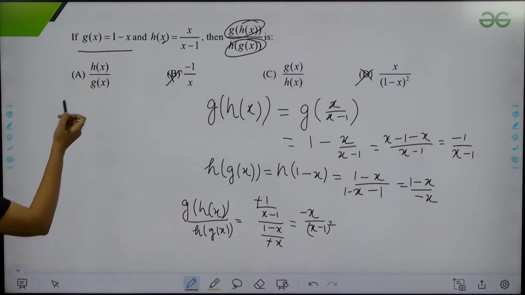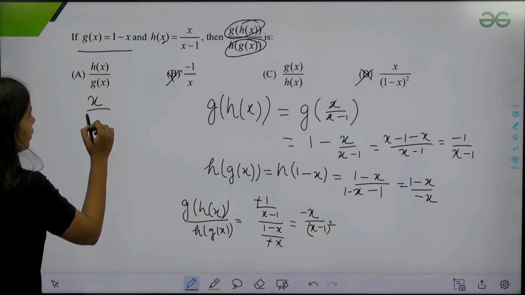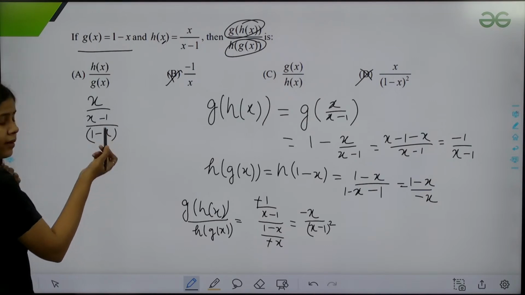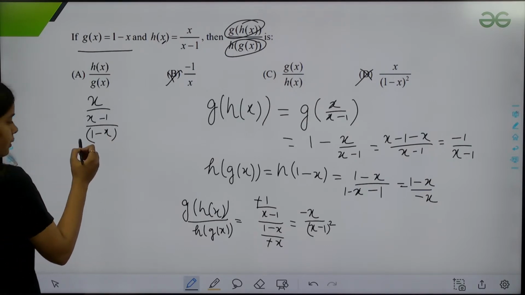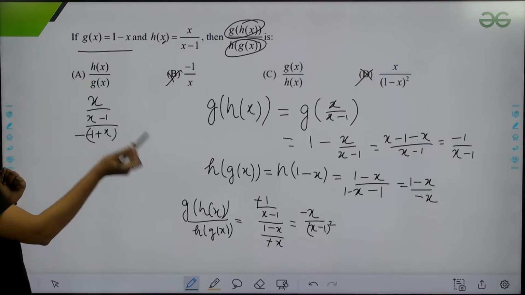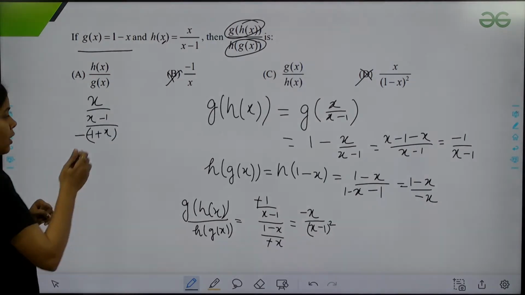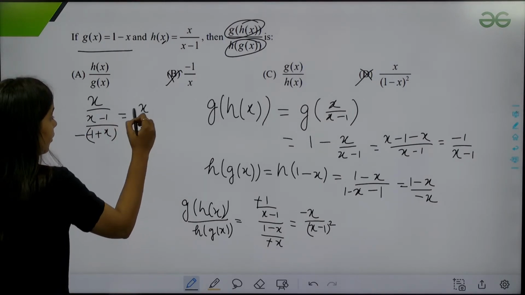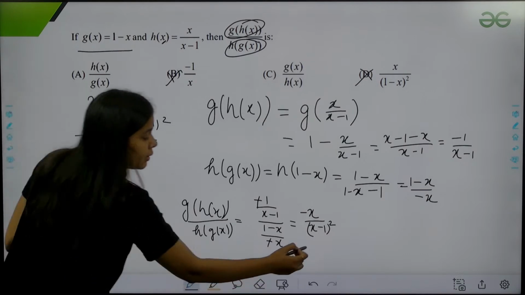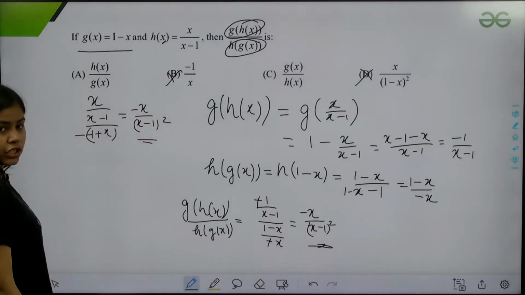Let's find out. Hx upon gx, that means x upon x minus 1 upon 1 minus x. Now I can write 1 minus x as x minus 1, right? What would I do? I'll multiply with minus on the outside of the brackets and inside of the brackets. So what would I get? I'll get minus x upon x minus 1 square. So which is this? This is my g of hx upon h of gx.